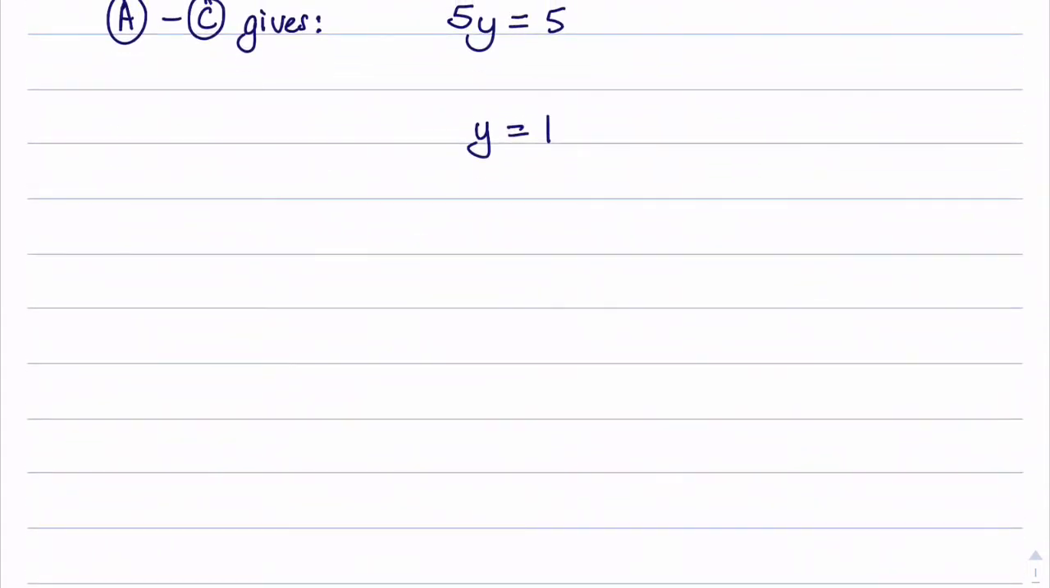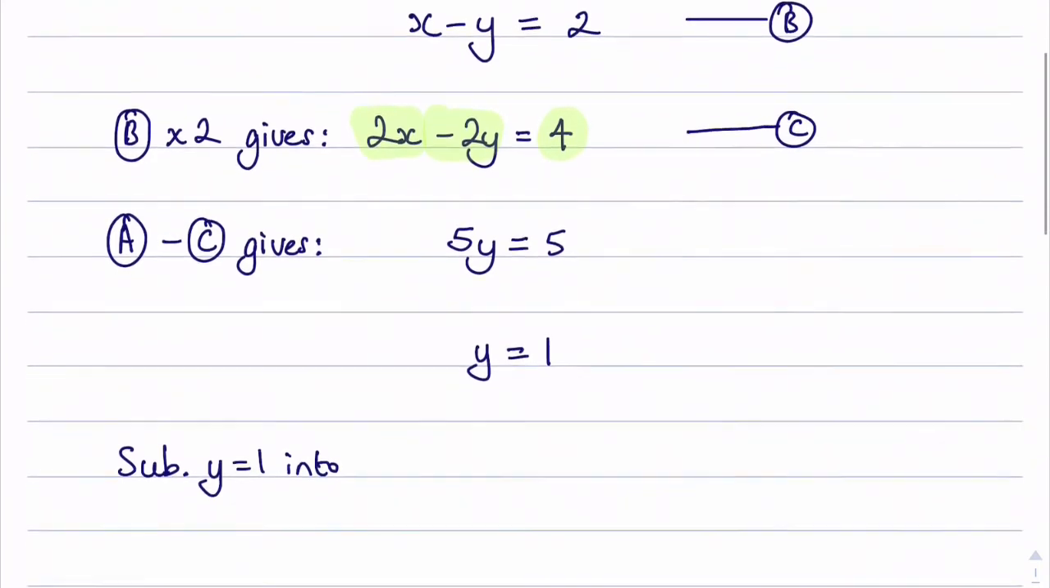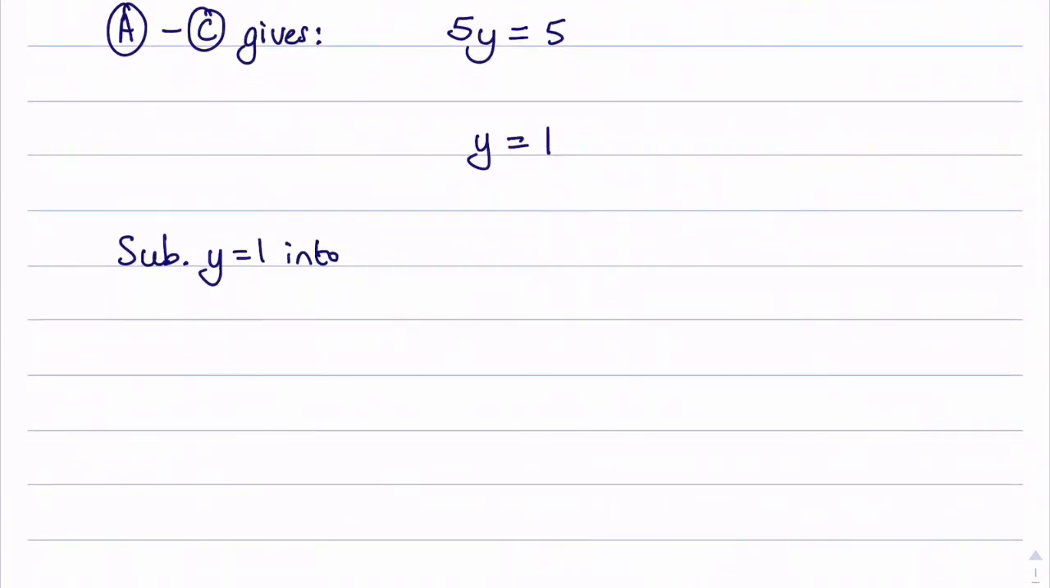Now what we want to do is substitute that value of y equals 1. So substitute y equals 1, and we're going to substitute it into one of the original two equations. So I'm going to choose equation B, so x minus y equals 2. Substituting that into equation B gives the following. So what we had is x minus y, and y is 1, is equal to 2. And that will give that x is equal to 3.